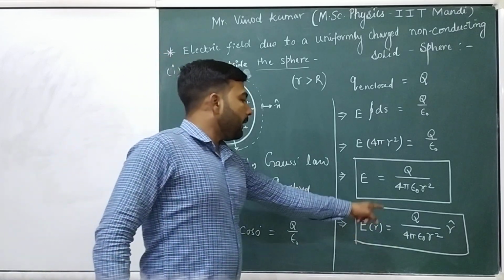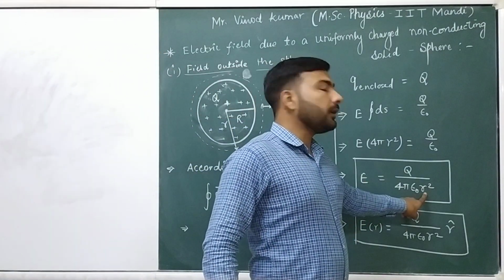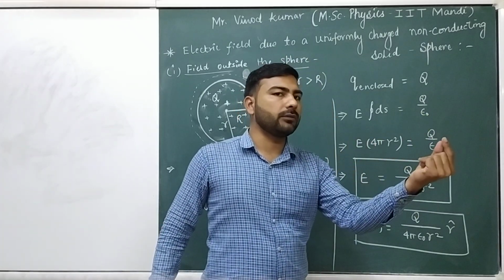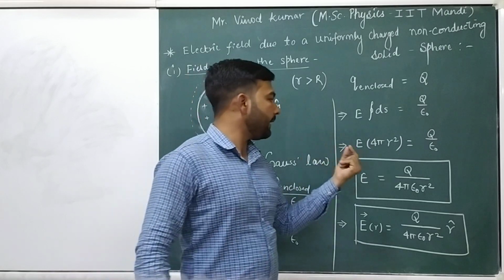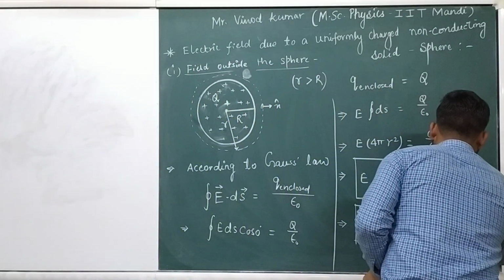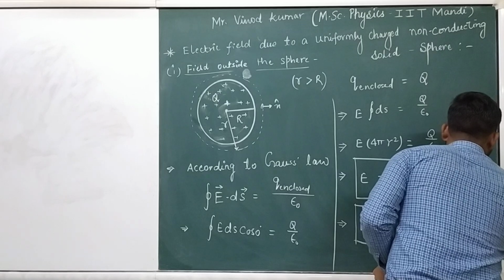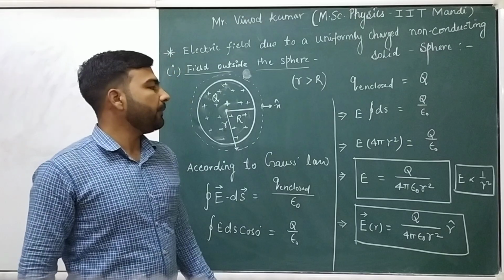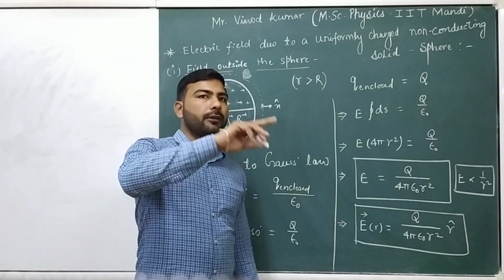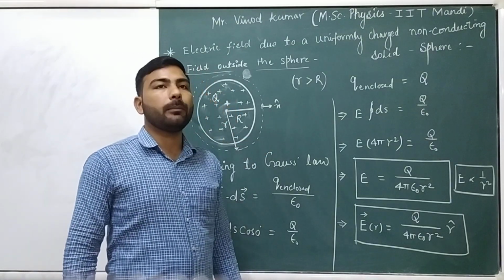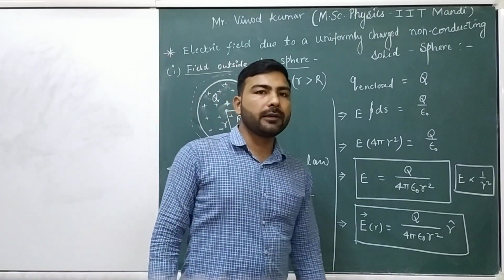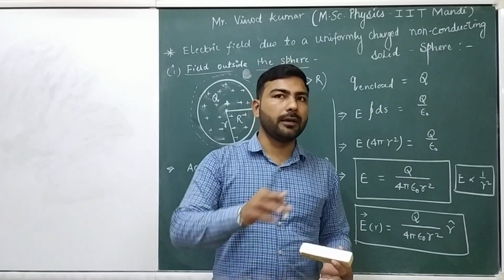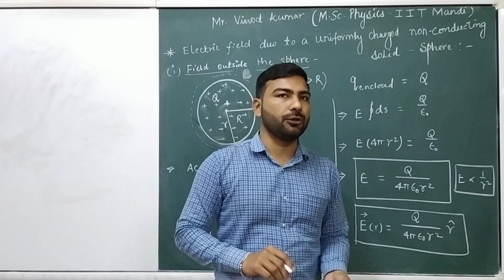And now you can see the dependency between the electric field and the radius of the sphere which we have assumed, or the distance of the point at which we want to find the electric field due to this solid sphere. It is E proportional to, sorry, E proportional to 1 by r square. Or we can say that the electric field is inversely proportional to the square of the radius of the Gaussian surface which we have assumed.